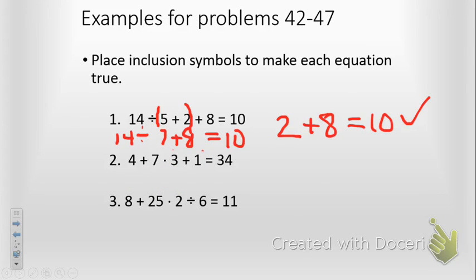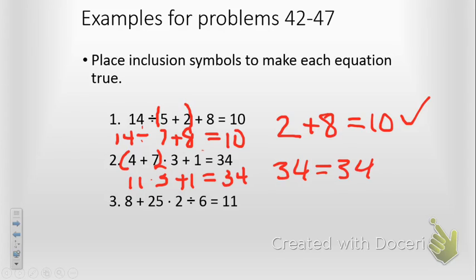So I'm just going to erase that, and maybe try that again. Where should I put this? How about if I put it over here then? 4 plus 7 is 11. 11 times 3 plus 1 equals 34. Does that turn out true? 11 times 3 is 33. 33 plus 1 is 34. So 34 equals 34, which is true.